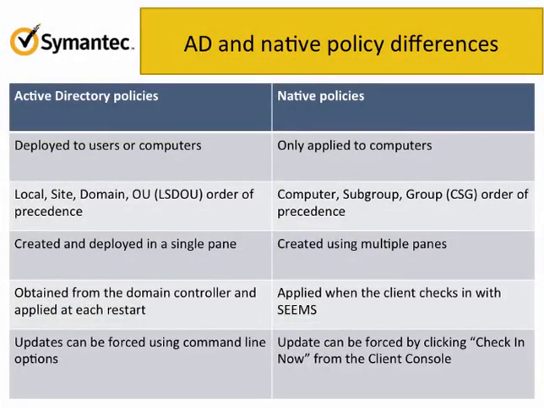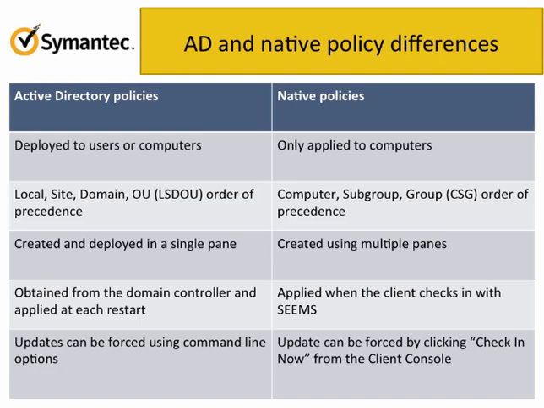Here we see a list of differences between Active Directory and native policies. Active Directory policies are deployed to users or computers. They utilize the local, site, domain, OU order of precedence. They are created and deployed in a single pane. They are obtained from the domain controller and applied at each restart. Updates can be forced using command line options.